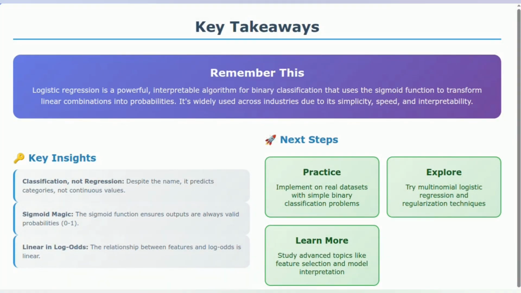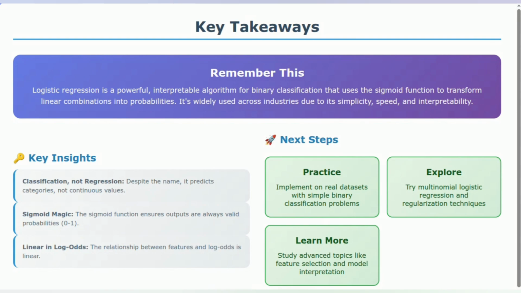Let's recap what we've learned today. Logistic regression is a powerful, interpretable algorithm for binary classification that uses the sigmoid function to transform linear combinations into probabilities. It's widely used across industries due to its simplicity, speed, and interpretability. Remember, while it's called regression, it's actually a classification algorithm that predicts probabilities.